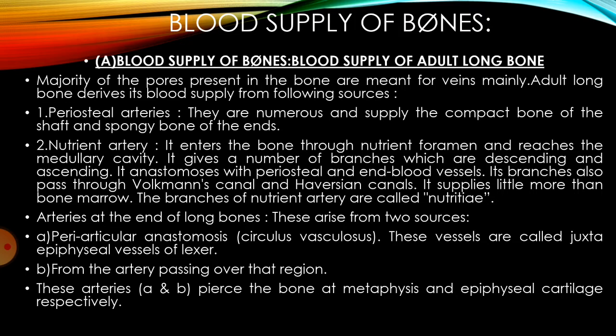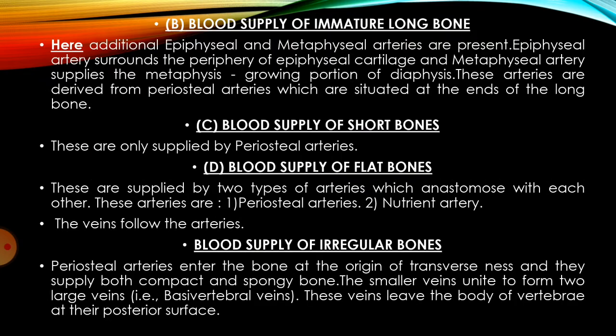Arteries at the end of long bones, these arise from two sources: periarticular anastomosis. These vessels are called the epiphyseal vessels. From the artery passing over that region, these arteries pierce the bone at metaphysis and epiphyseal cartilage respectively. And we saw the anastomosis in the figure between the epiphysis and metaphysis arteries.